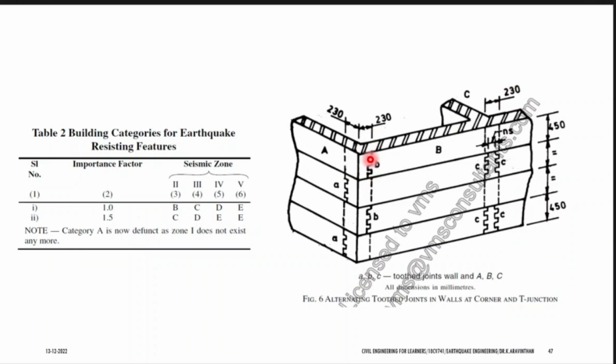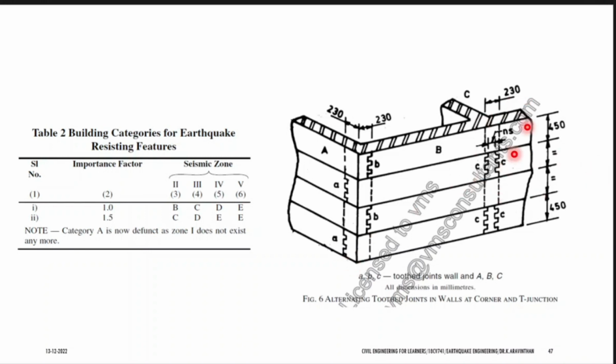And you can see the joints. Wherever you are using a joint, if you make a joint at one layer, in the next layer you should not have a joint. It should be at the center. And in the third layer you might have the joint. So in alternate layers you should provide these joints. It should not be in a straight line.